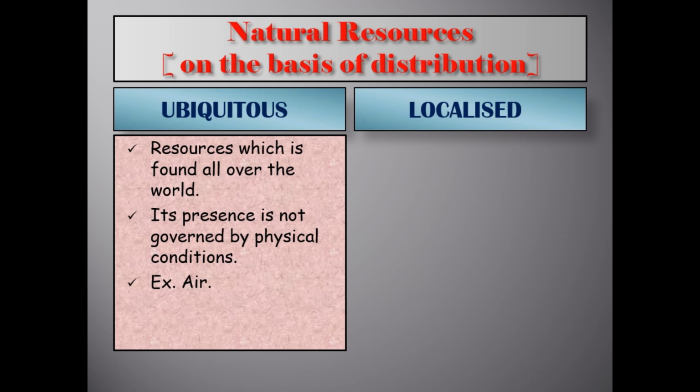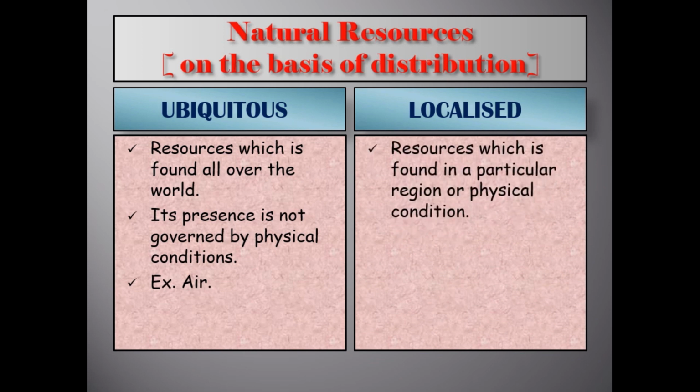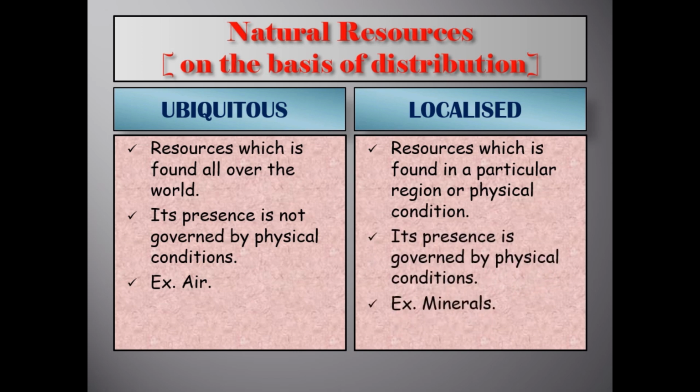Localized resources. On the other hand, localized resources are resources which are found in a particular region or physical condition because their presence is governed by physical condition. For example, minerals. Minerals cannot be found equally all across the globe, but the air is found.